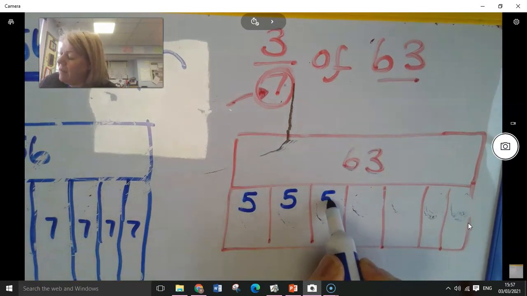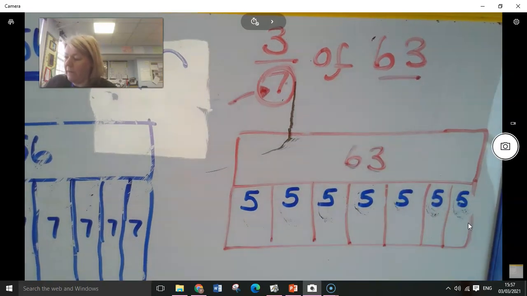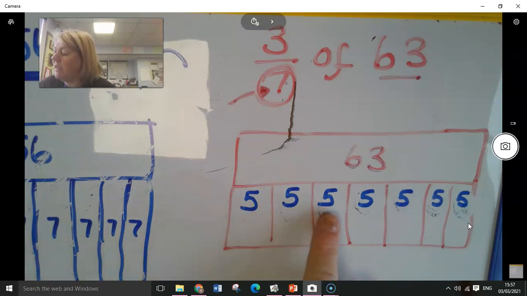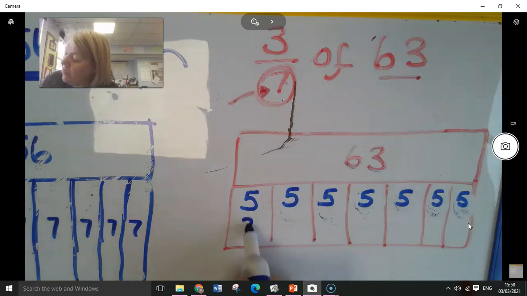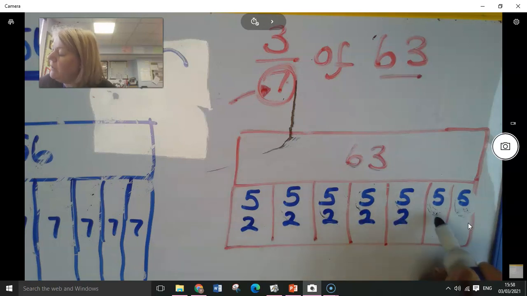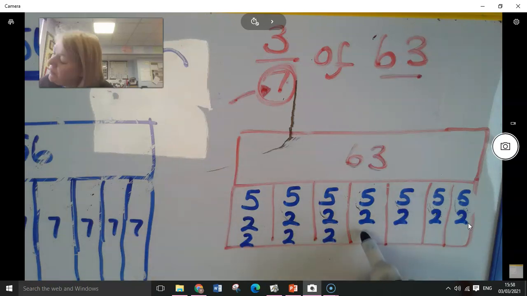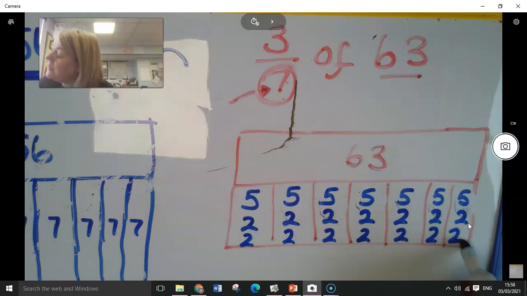5, 10, 15, 20, 25, 30, 35. Okay. Haven't got up to 60 yet. But I know if I put another 5 in each one, that's going to be 10 again. So that's going to be too many. So I'm going to try 2s. 5, 10, 15, 20, 25, 30, 35, 37, 39, 41, 43, 45, 47, 49, 51, 53, 55, 56, 57, 58, 59, 60, 61, 62, 63.